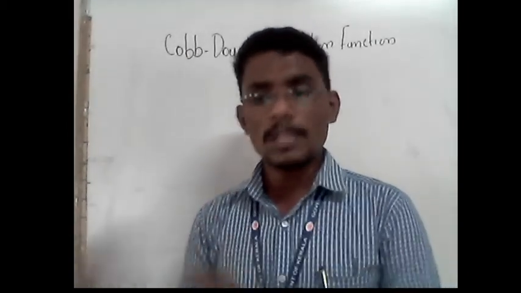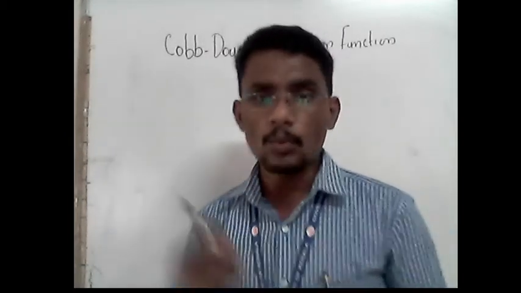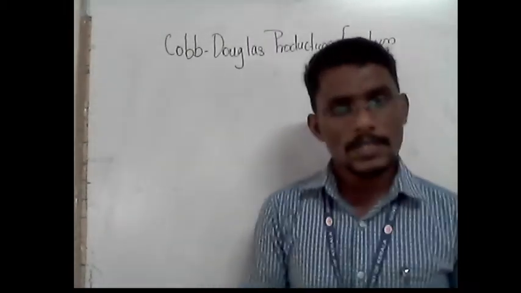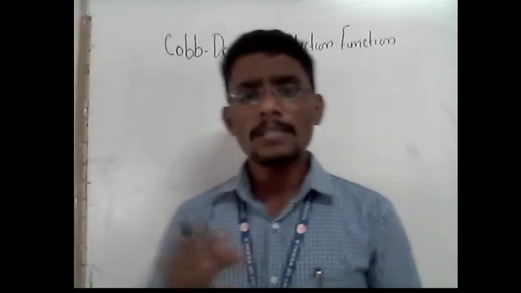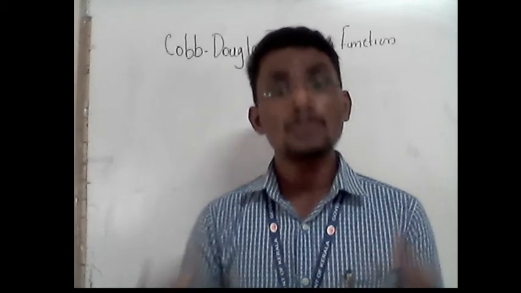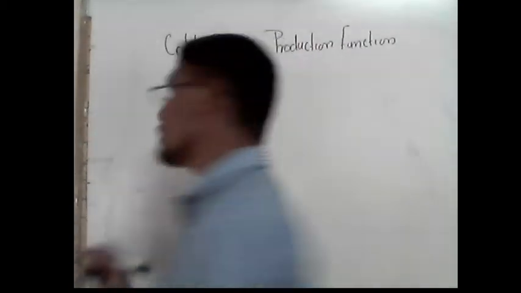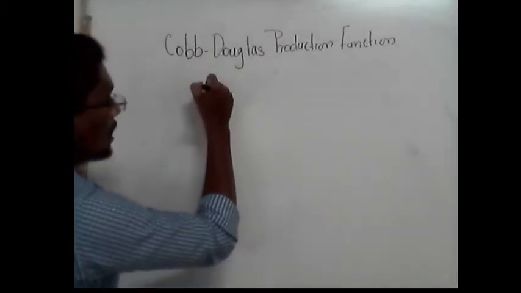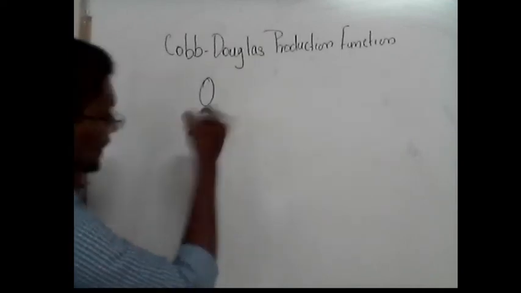A more or less similar version was developed by another economist, Knut Wicksell, but the most important and more specific formulation was done by Charles Cobb and Paul Douglas through their own production function. This production function is in the form of Q is equal to A L raised to alpha and K raised to beta. That is the Cobb-Douglas production function, otherwise known as the CD function.